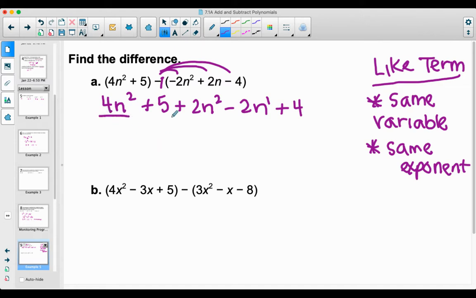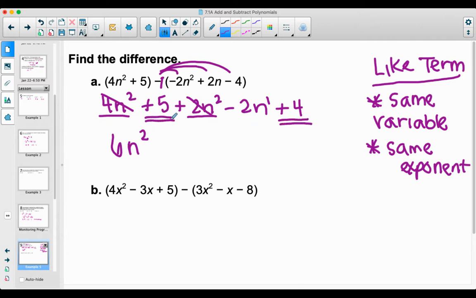Here's a 4n to the second and a 2n to the second. So imagine those as apples. If you had 4 and I had 2, we had 6 total. So that means I have 6n to the second. So that takes care of those. And then I have a 5, and this has no variable with it. So whatever does not have a variable with it is what's going to go with it.